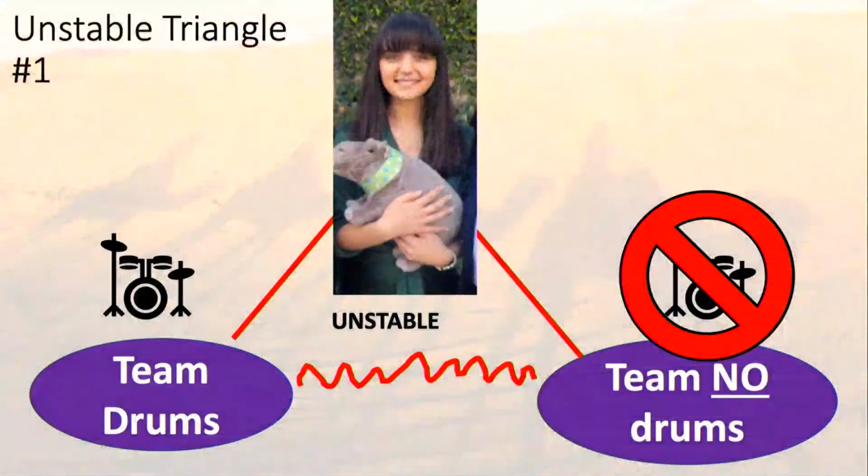So here is an unstable triangle, potentially. We have an individual who is trying to lead the church, and maybe there are some people in the church that are team drums, and there might be some people in the church that are team no drums. And if that's the case, this individual is trying to support both sides, even if they want different things. We call this monkey in the middle, caught in the middle, right? Because you're trying to take care of both sides, but they don't see eye to eye.